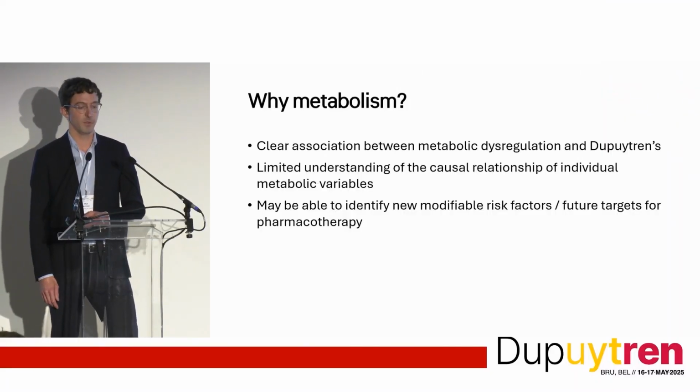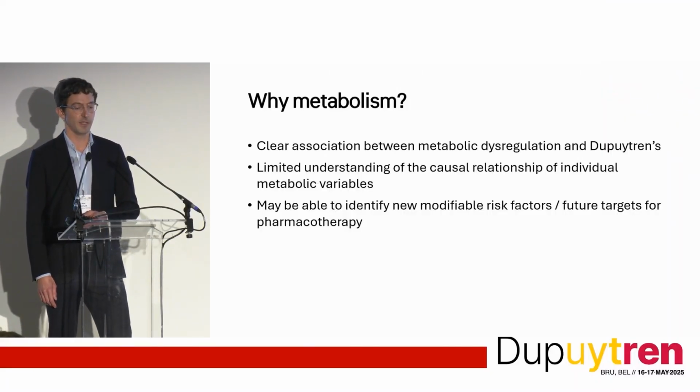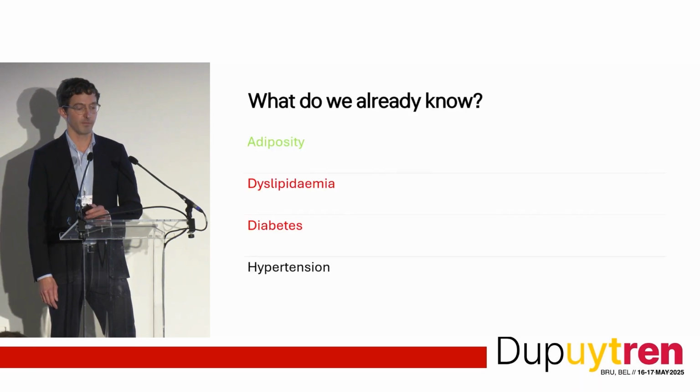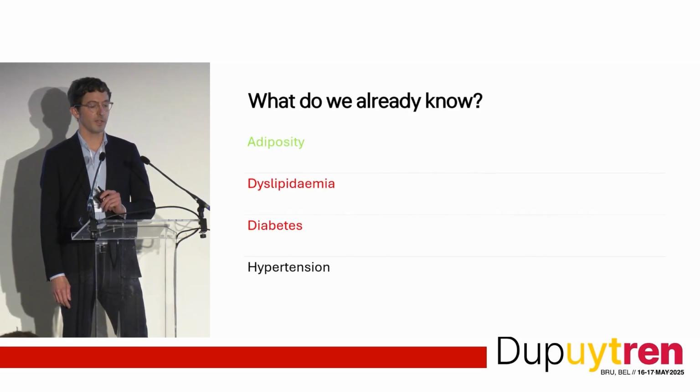So why should we care about metabolism in Dupuytren's disease? We know that there is a clear association between different forms of metabolic dysregulation and Dupuytren's disease. However, our understanding of a causal role of specific metabolic variables here is limited. New evidence could help us identify modifiable risk factors and future targets for pharmacotherapy. So what do we already know?